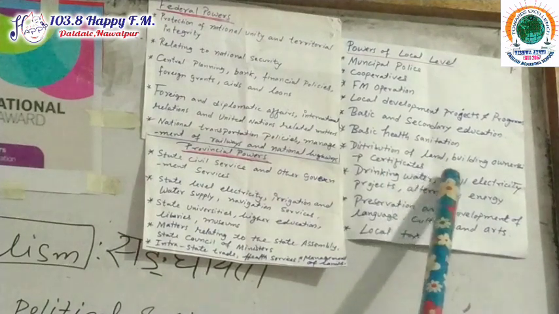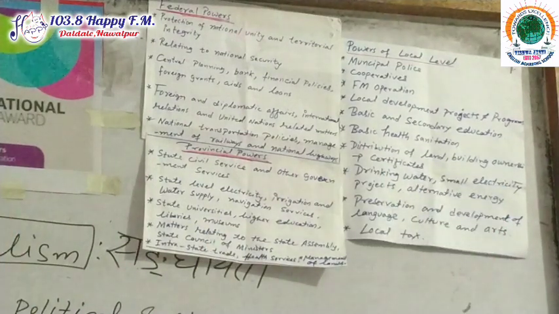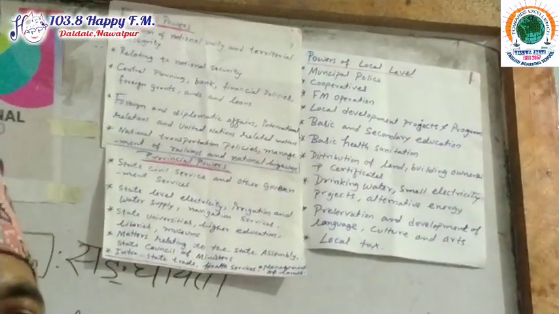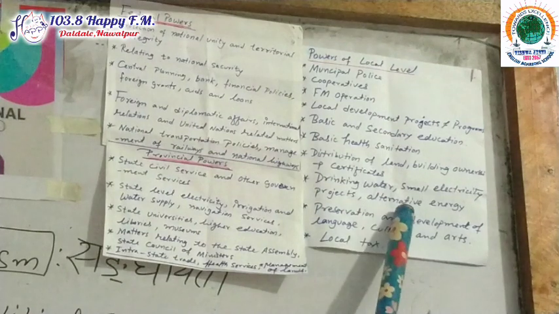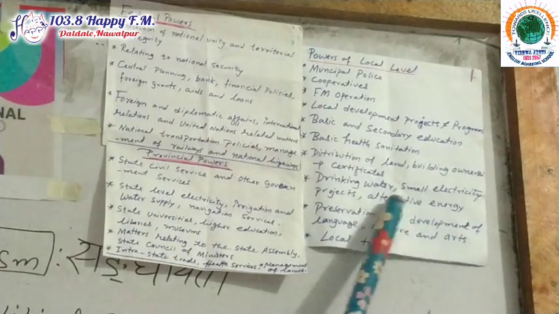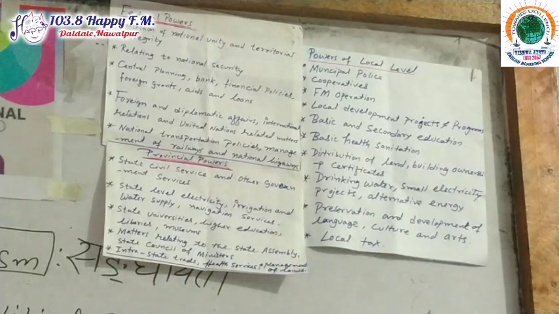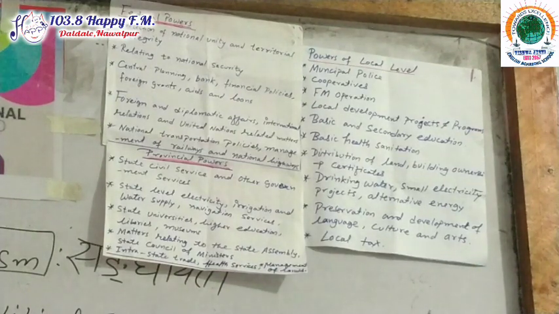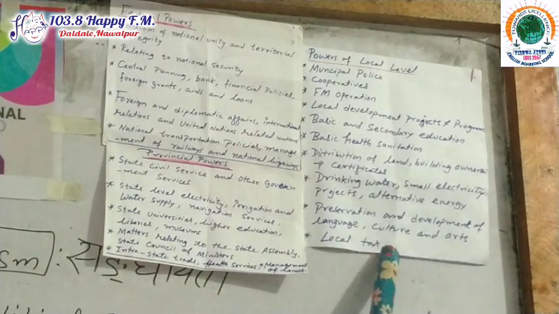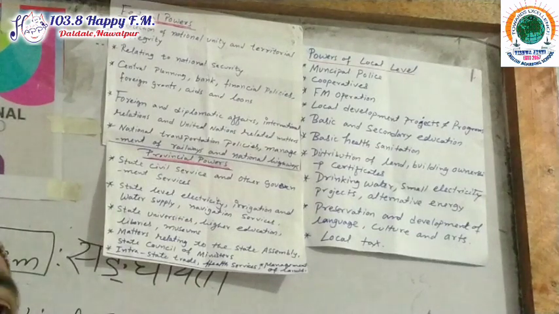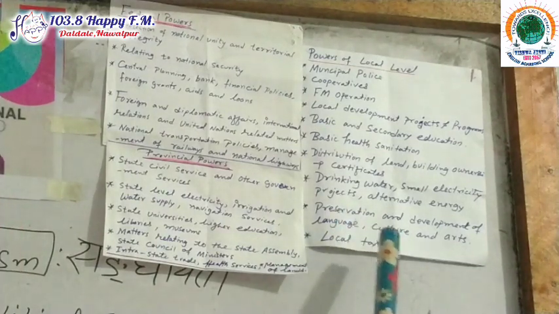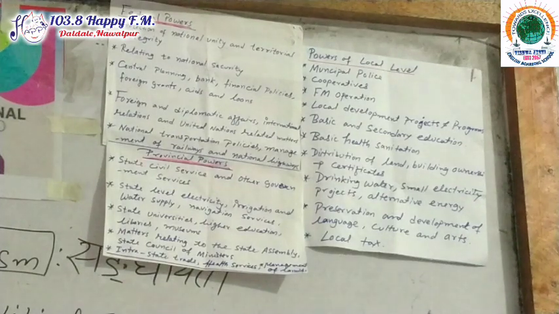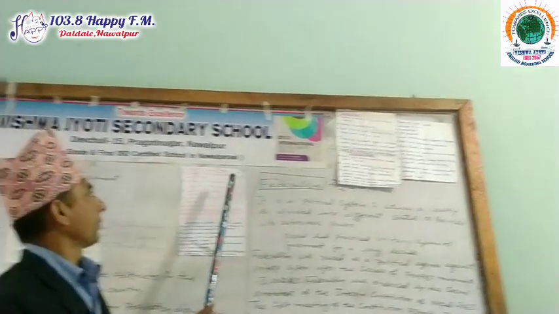Next we see distribution of land, building owner certifications. Whatever community groups and areas there are, all are certified by the local levels. Like this we see drinking water, small scale industry, electricity board, alternative energy sources, all looked after by local levels. Like this, preservation and development of language, cultures, traditions and arts existing in the community are all handled by local levels. Local government also looks after collection of taxes at the local levels. Without delaying, we go to the next point.